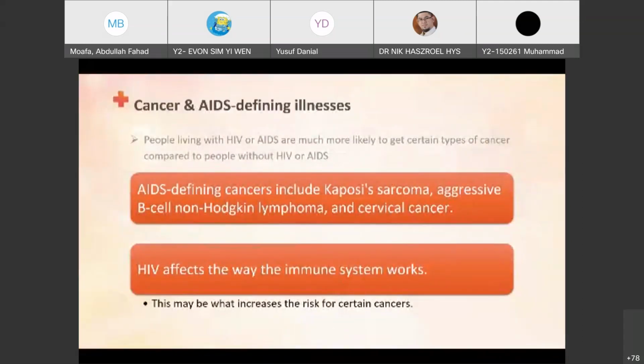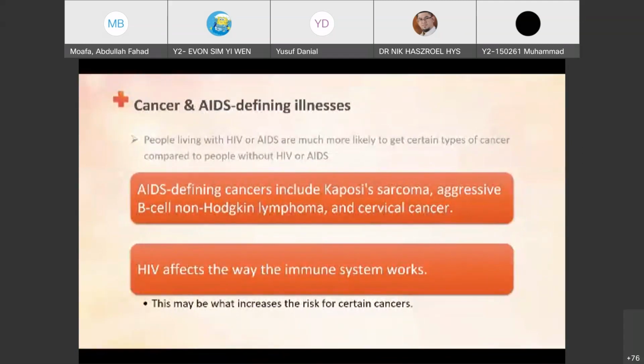Moving on to cancer and AIDS defining illnesses. People living with HIV or AIDS are much more likely to get certain types of cancer than people without HIV or AIDS. AIDS-defining cancers include Kaposi sarcoma, aggressive B-cell non-Hodgkin lymphoma, and cervical cancer. HIV affects the way the immune system works. This may be what increases the risk for certain cancers.